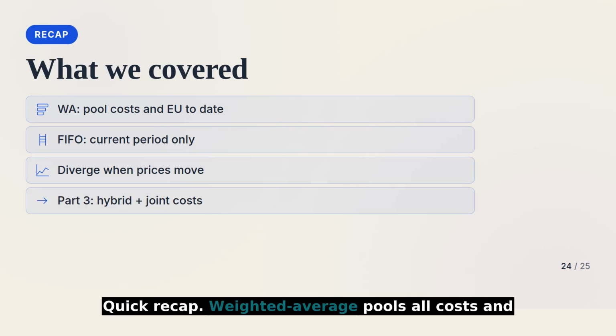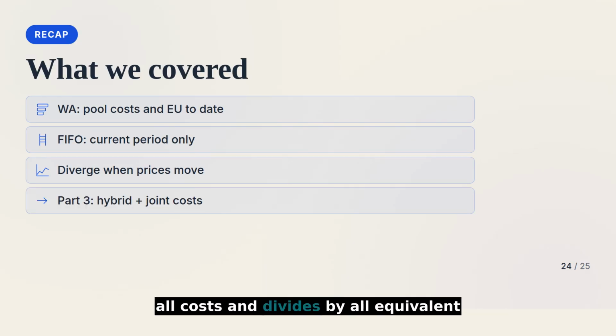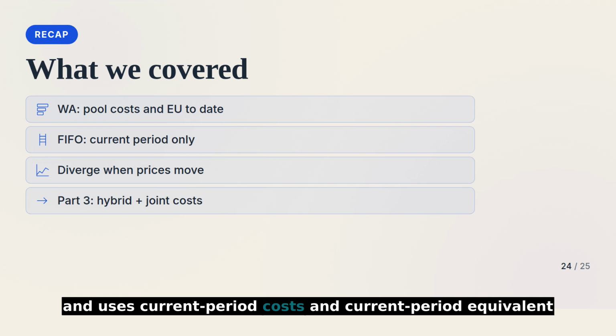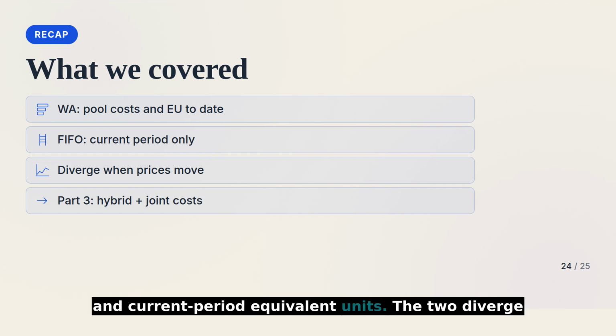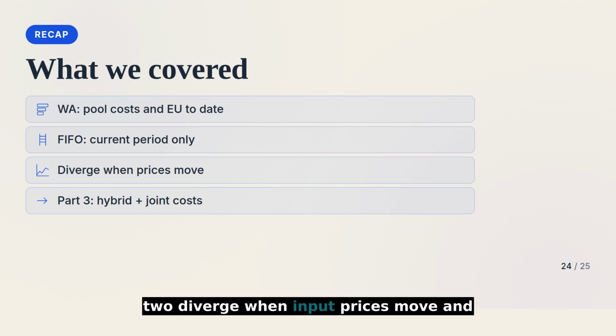Quick recap. Weighted average pools all costs and divides by all equivalent units done to date. FIFO separates the layers and uses current period costs and current period equivalent units. The two diverge when input prices move and inventory levels are large. In Part 3, we leave process costing and tackle hybrid systems plus joint and common cost allocation.